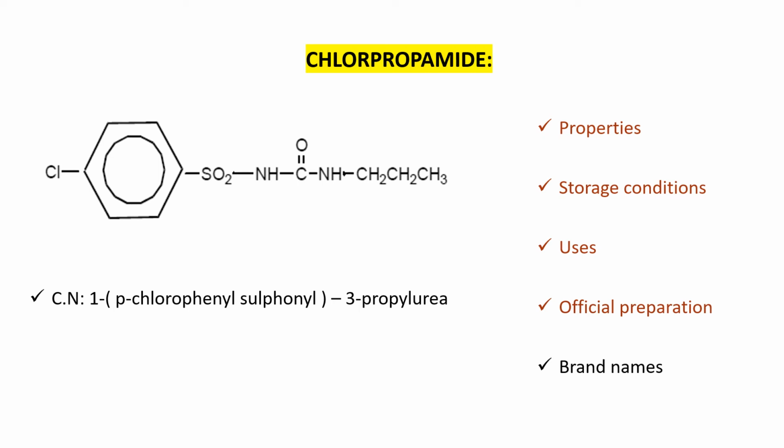Brand names: copamide, dibutol, dibetin, dibenes, etc. These are the brand names or trade names of chlorpropamide. Then the next drug, that is glibenclamide. Properties of glibenclamide: it is a white crystalline powder, odorless and tasteless. It is slightly soluble in alcohol, practically insoluble in water. Stability and storage: it is affected by light, therefore stored in well-closed light resistant containers.